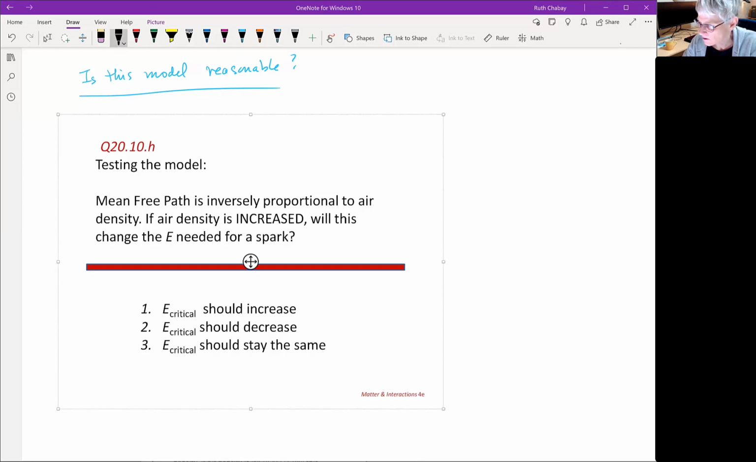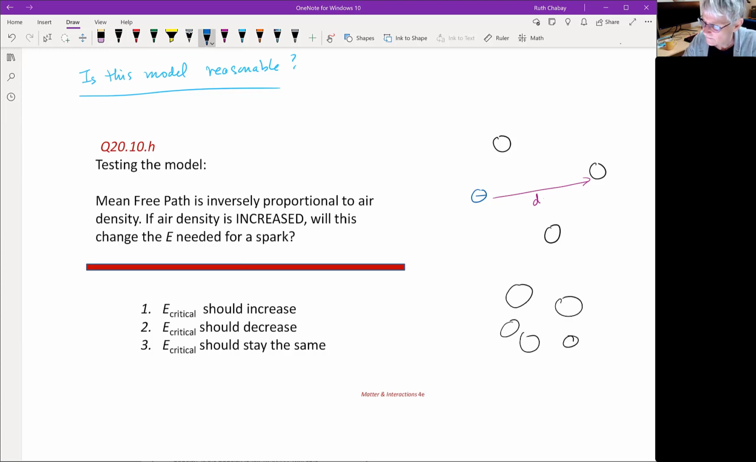If we have low density, then our putative free electron gets to travel this far to gain enough energy to knock an electron out of another atom. If we have high density, the electron only gets to go maybe that far. So if it's going to get the same amount of energy, it has to have felt a much bigger force. It has to get that whole momentum change in that distance instead of a longer distance. So in fact, you're going to need a bigger electric field.